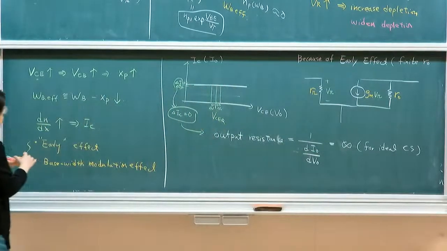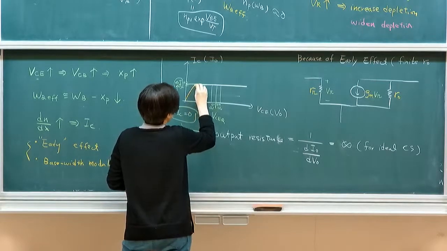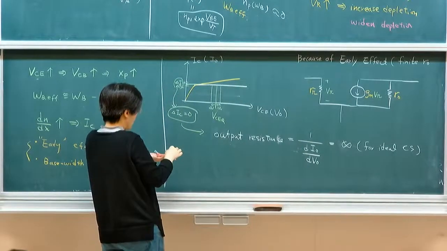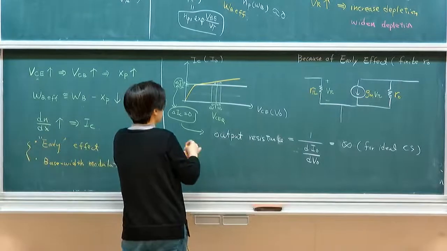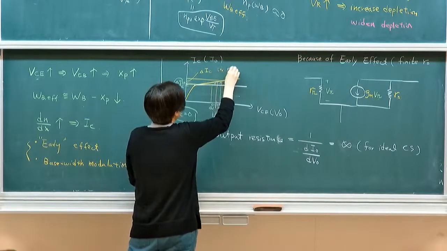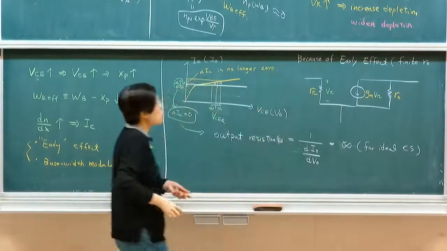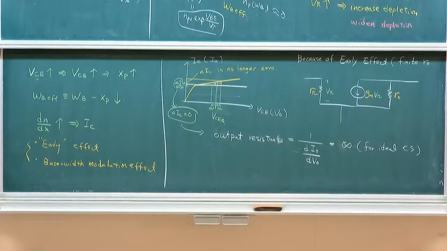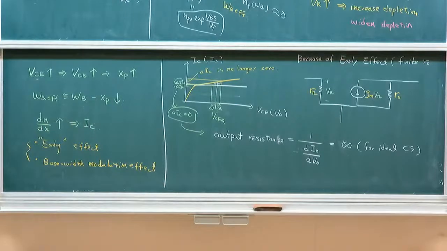But if we consider the Early effect, then the curve will look something more like this, right? The real curve will be the yellow one. So when I do the same exercise, wiggling around from my operating point, it will reflect a small little delta I. So delta IC is no longer zero. That's the very, very important difference. In the previous case, if we don't consider the base width modulation effect, because of the flat line, you don't need to include this in your model. But now, because of the finite resistance, it needs to be included, and it has a significant impact on determining transistor amplification factors.